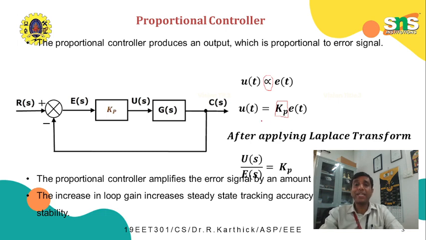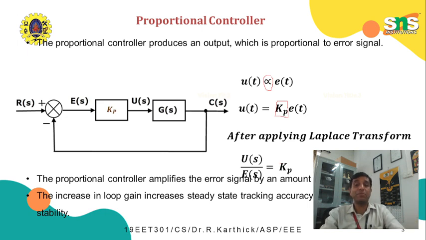After applying Laplace transform to the above equation, you can see U of s by E of s is equal to Kp. What this reveals is that the proportional controller amplifies the error signal by an amount of Kp. So the error signal has been amplified. That's the main purpose of our controller.